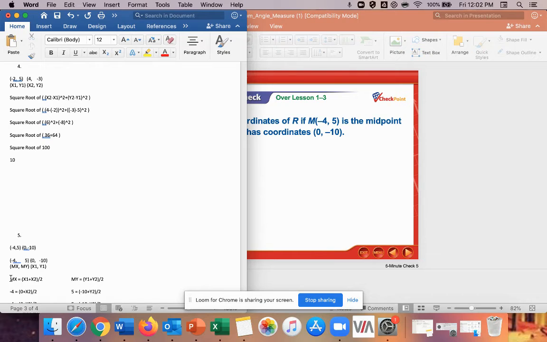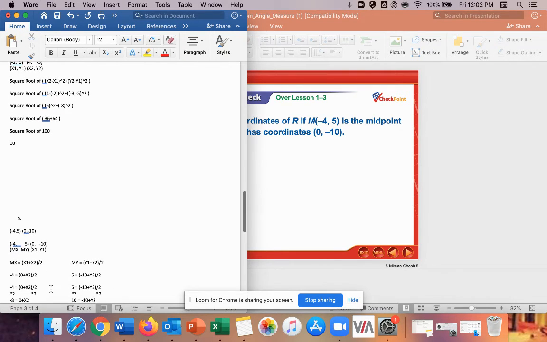So I've written down the midpoint formula: mx equals x1 plus x2 divided by 2, my equals y1 plus y2 divided by 2, and then I've subbed in stuff. So my mx is -4, my x1 is 0, my x2 I don't know, so I left it in there as x2 divided by 2. My my is 5, my y1 is -10, my y2, again, I don't know, left it in there as y2, and then divided by 2.